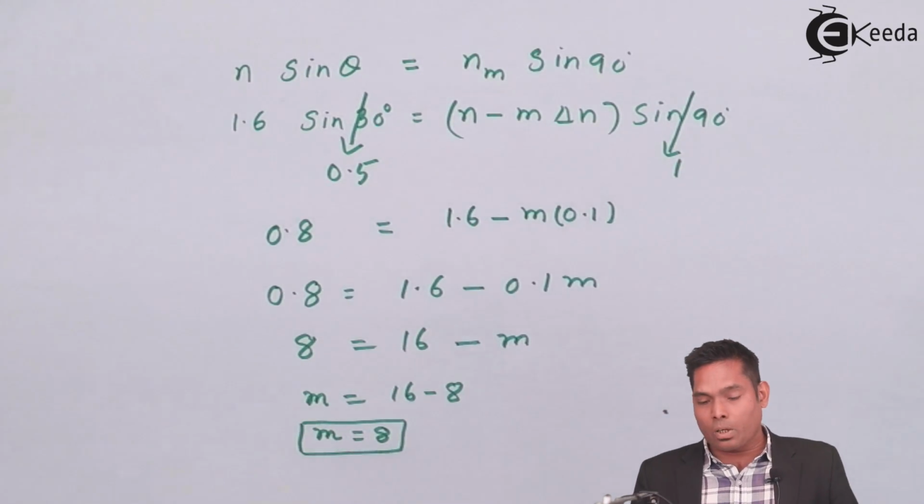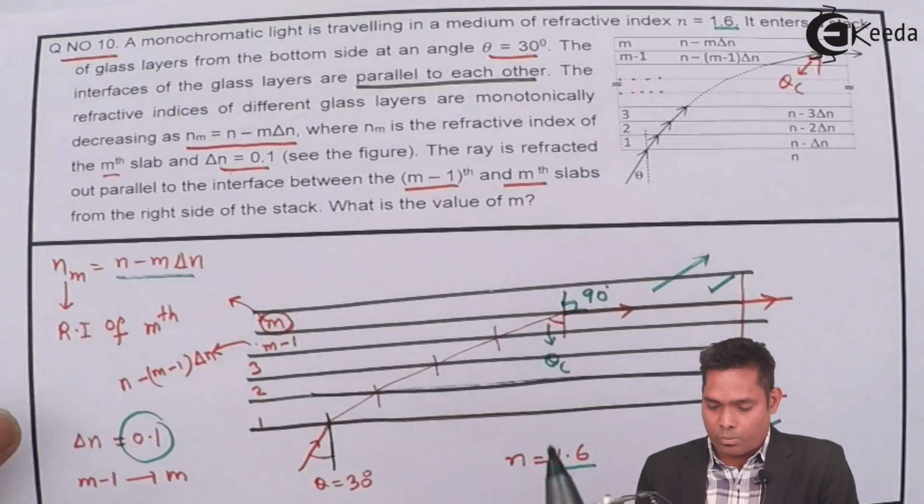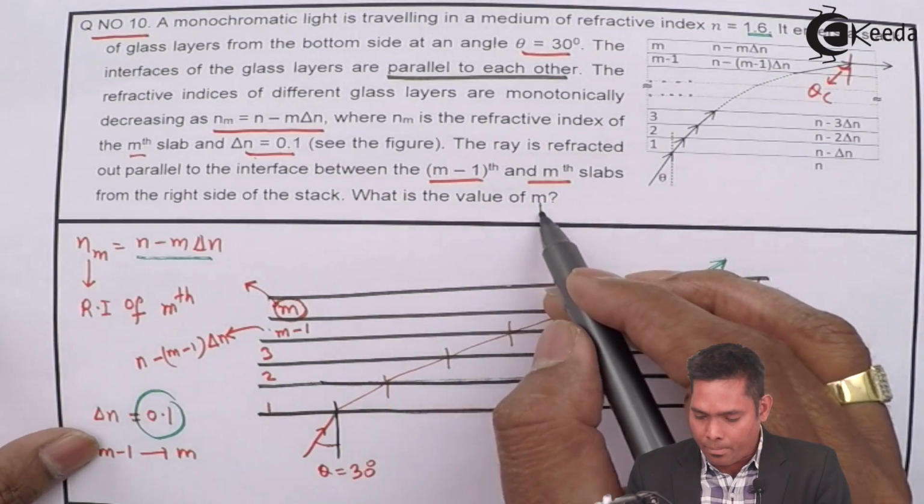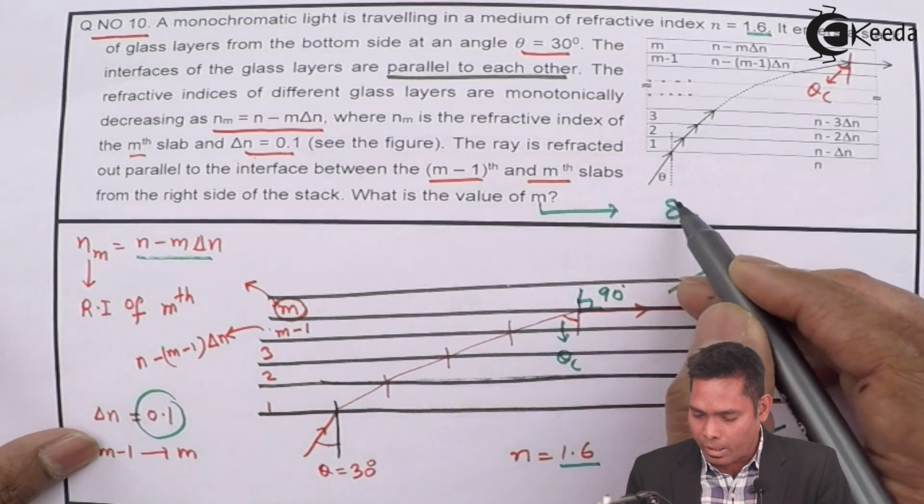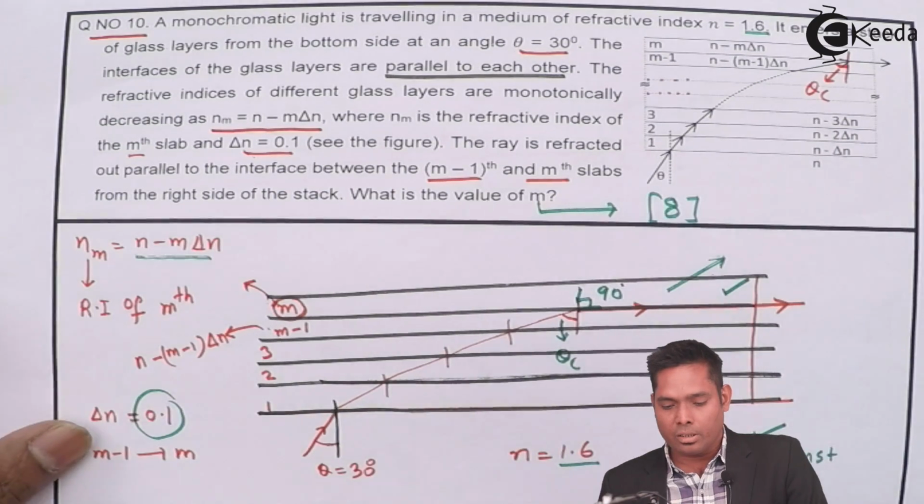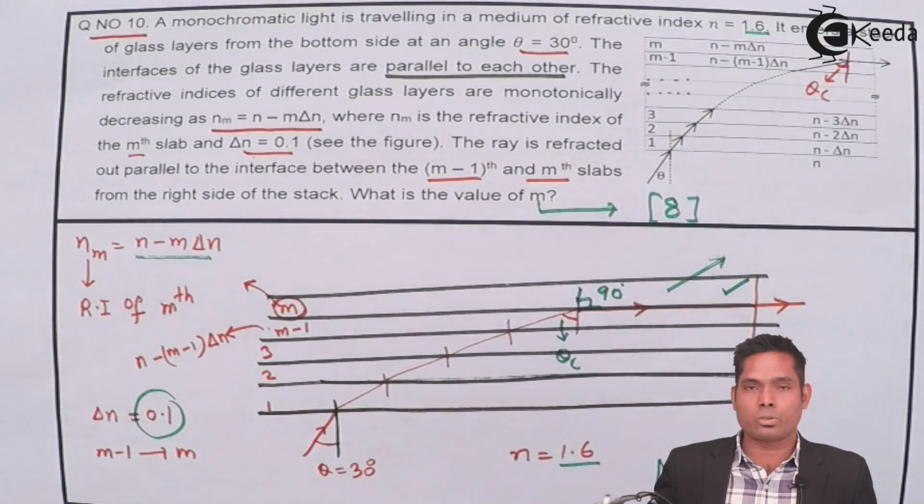Now m comes out to be 8, and the question is what is the value of m, and that comes out to be 8, and that is the answer to this question.